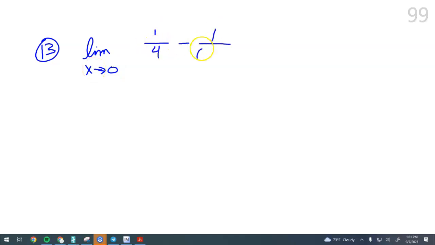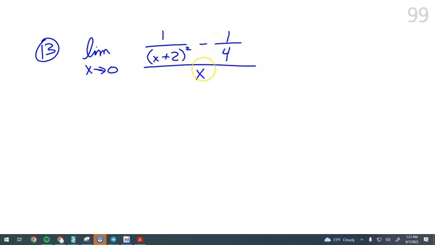Is it this? Am I even close? I just remembered how to look here. You probably just look at that. It just switched, so it's 1 over x minus 2 squared minus 1 over 4, and then that's all over x. Okay.